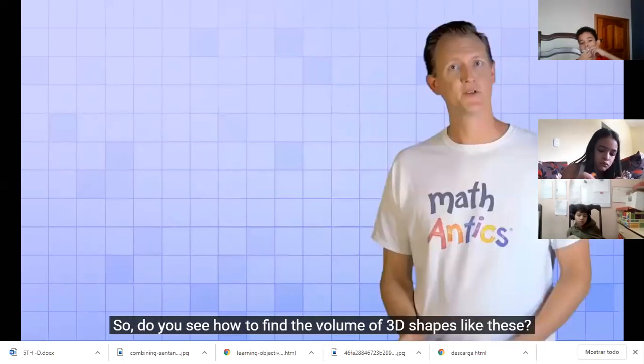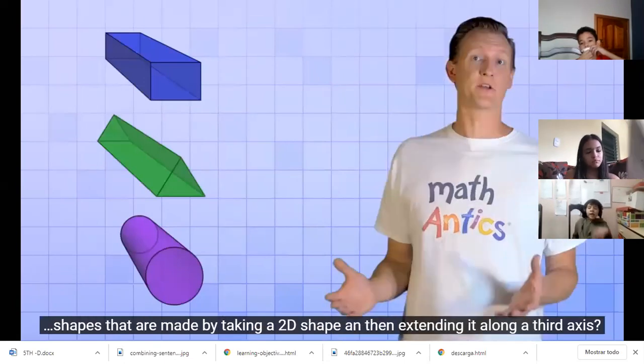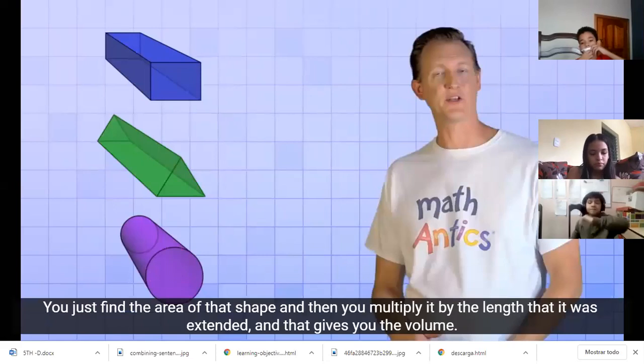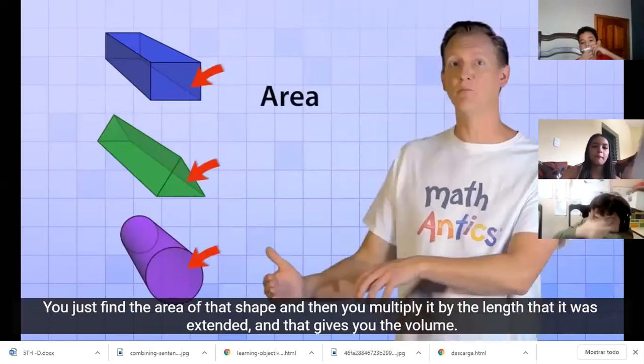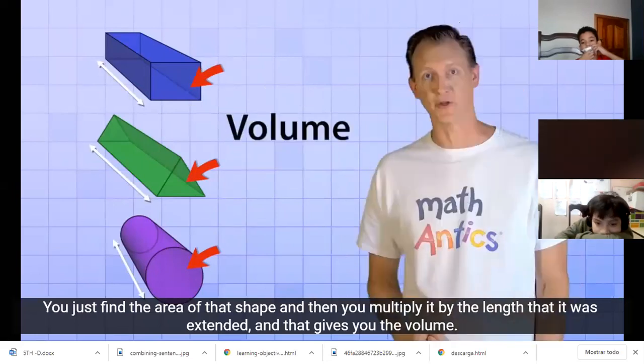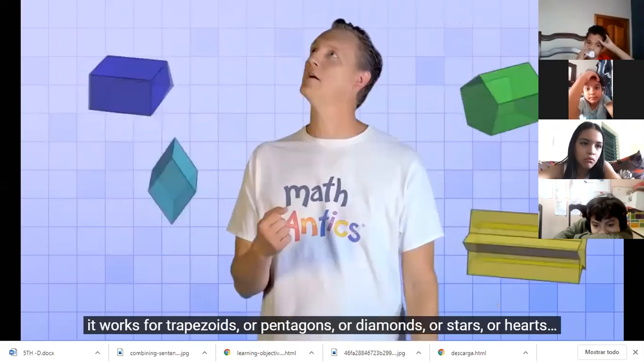So, do you see how to find the volume of 3D shapes like these? Shapes that are made by taking a 2D shape and then extending it along a third axis? You just find the area of that shape, and then you multiply it by the length that it was extended, and that gives you the volume. And it works for any 2D shape. It works for trapezoids, or pentagons, or diamonds, or stars, or hearts.